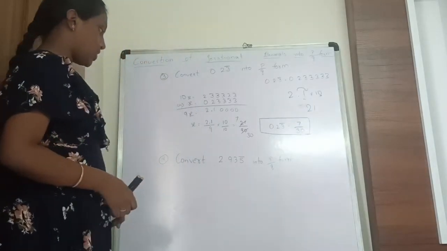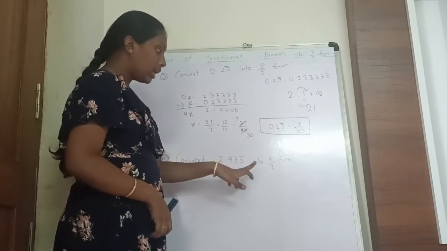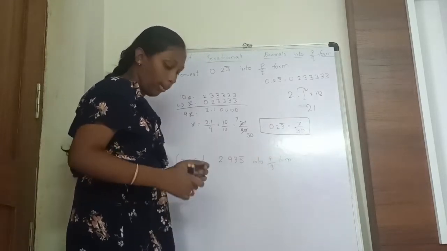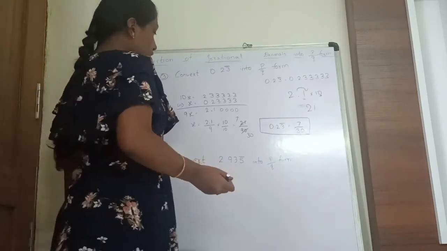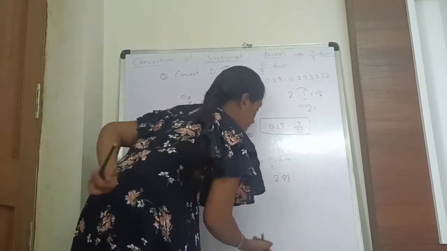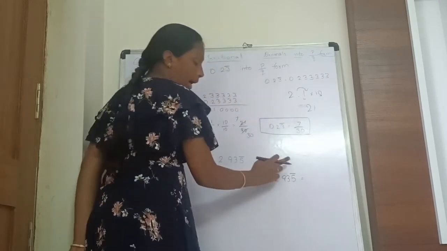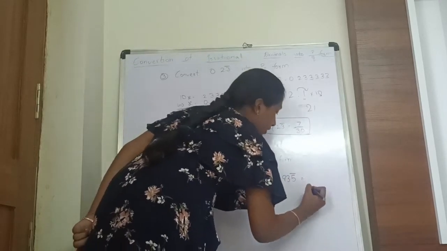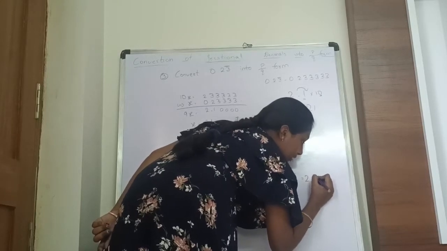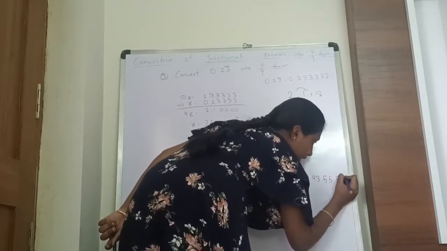So now the fourth question. Convert 2.935 bar into p by q form. Okay. So what does 2.935 bar mean? Where the bar is only for 5. It means that 2.93, 5, 5, 5, 5 and so on.